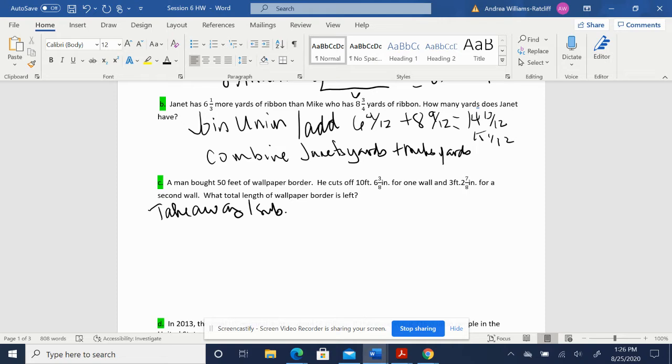So I'm going to turn this into inches when I think about feet, just so that will be a little bit easier to work with. Okay, so if I have 50 feet at 12 inches each, that's 600 inches of wallpaper border. Okay, and the first time I cut it, I'm going to take off 10 feet 6 3/8 inches. So that 10 feet, that's 120 inches, plus the 6 inches, plus the 3/8. So for that first wall, I'm really removing 126 3/8 of an inch. Okay, for wall number 1.